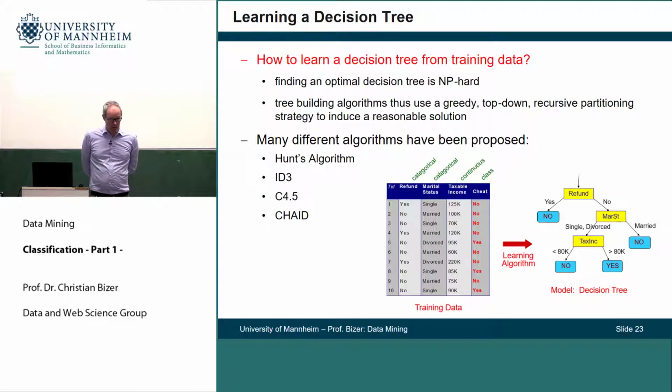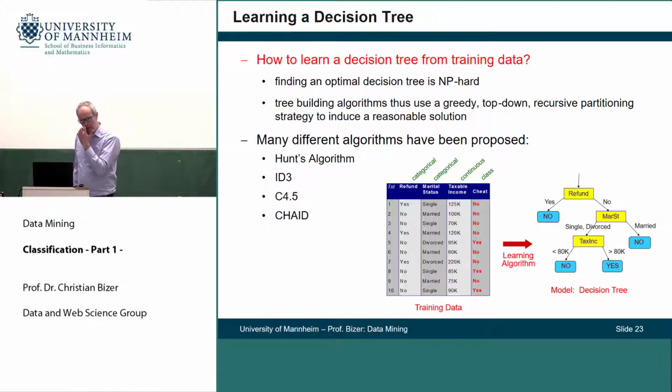So now, an interesting question: how do we learn such trees from training data? Basically, we have our training data together with a label, and we want to end up with one of these trees. How can we do this? In general, finding an optimal decision tree is an NP-hard problem. So we can't solve this, but people have proposed various heuristics for inducing rather good trees.